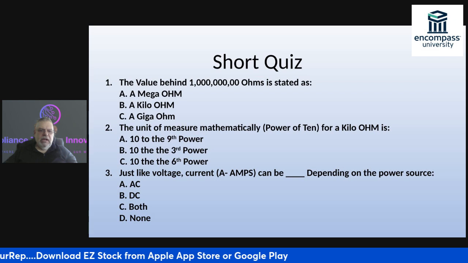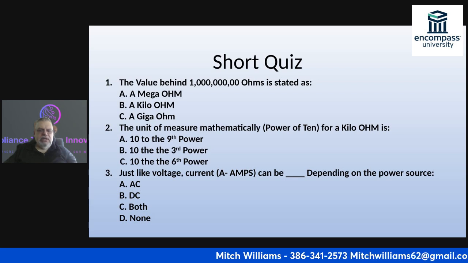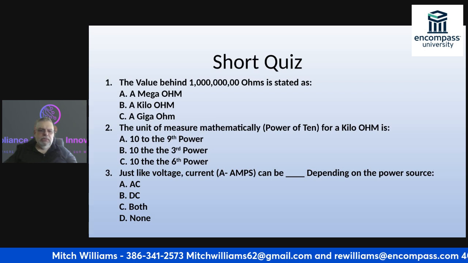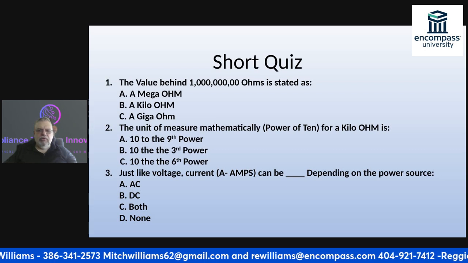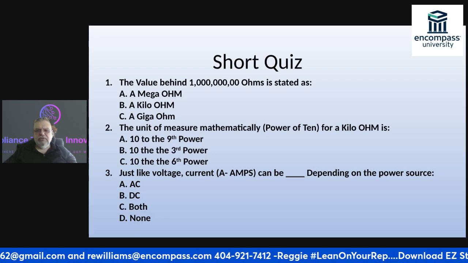Okay. So on question number 3, we have, just like voltage, current, which is amps, can be measured either AC, DC, both, none, depending on the power source. What's the answer to question number 3? Correct, both. Thank you.